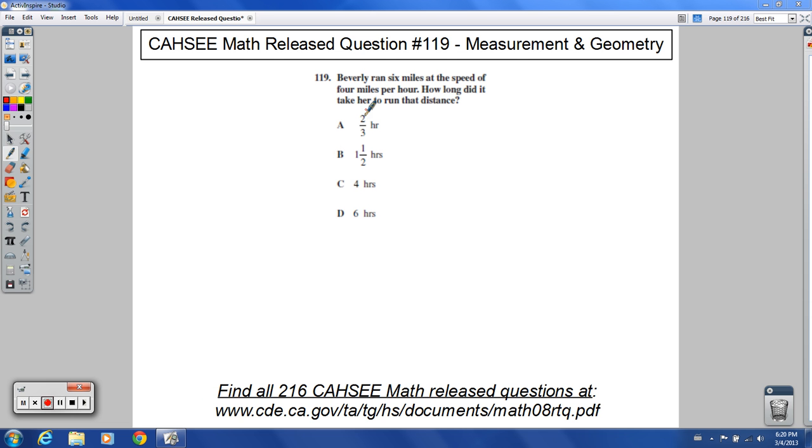Welcome to release question number 119. It says Beverly ran 6 miles at the speed of 4 miles per hour. How long did it take her to run that distance?